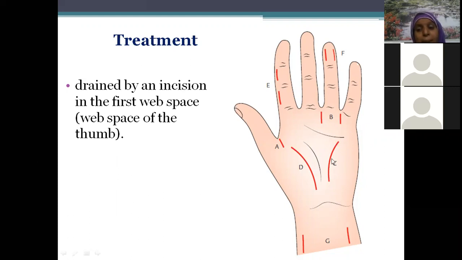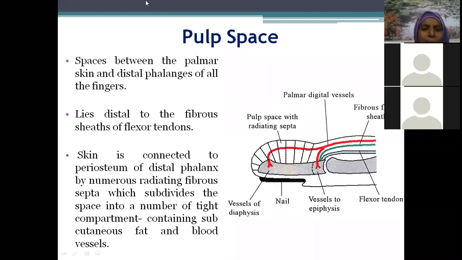Yes. Mid-palmar and here, space, here you will see the flexion like this. Okay, so we cannot flex them. They cannot because of pain. And in the second type, it is always in flexed position. Okay. Now coming to pulp space.